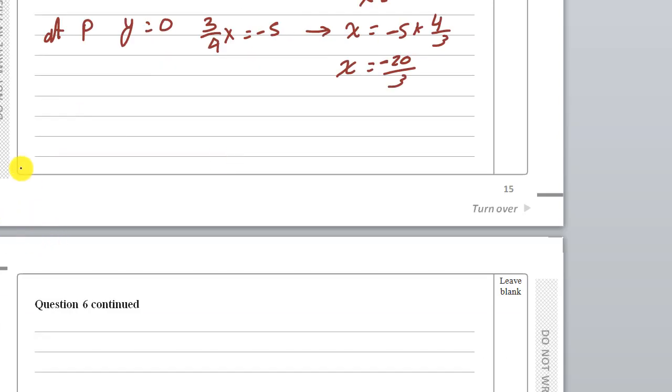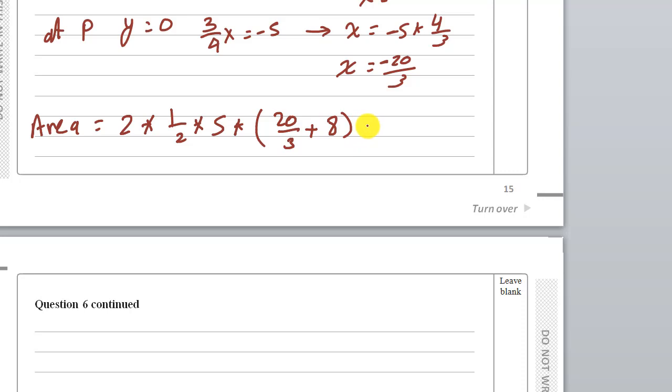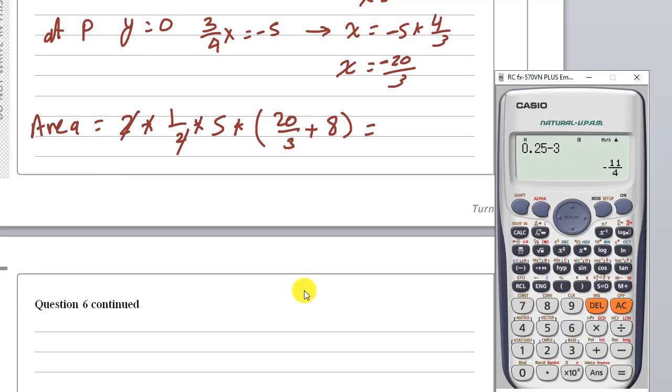So the area is equal to 2 multiplied by half, height is 5, multiplied by the base, which is 20 divided by 3 plus 8. So the area of the parallelogram, let us find this value. Half was 2, this part was this part. So the remaining is 5 multiplied by 20 divided by 3 plus 8.